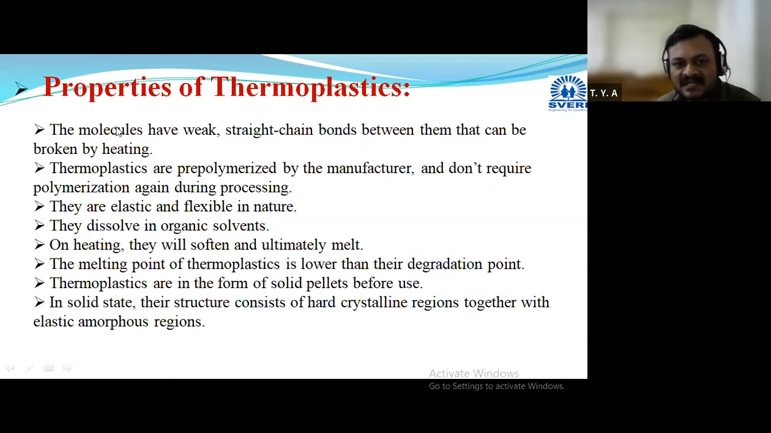So here you can see the properties of thermoplastic materials. For these thermoplastic materials, you can see here, the first point is related to the bond.